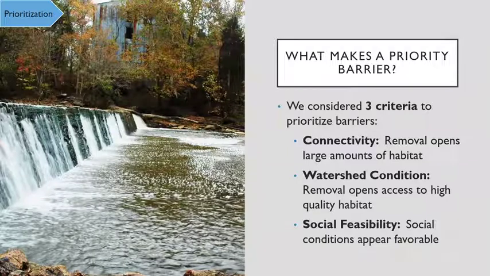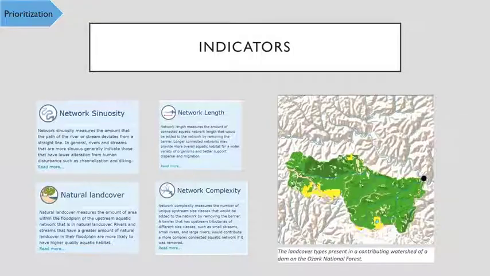And so for us, we have 3 simple criteria that help us to identify a priority barrier. The barrier would open large amounts of habitat. The removal of the barrier would open access to high quality habitat. And then finally, the social conditions appear favorable. And that gets into that reconnaissance coding I mentioned earlier.